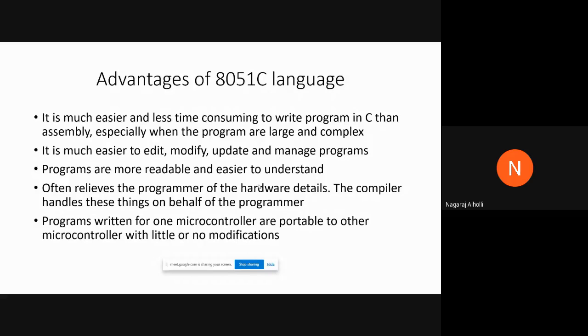In 8051 C language, the programmer need not know the hardware details, right? The hardware details means how one block is connected to another block. How is the CPU connected to the peripherals? All those details are not necessary for the programmer. Those details are managed by the compiler. Compiler will manage that hardware details. Therefore, the programmer need not know the hardware details of the application.